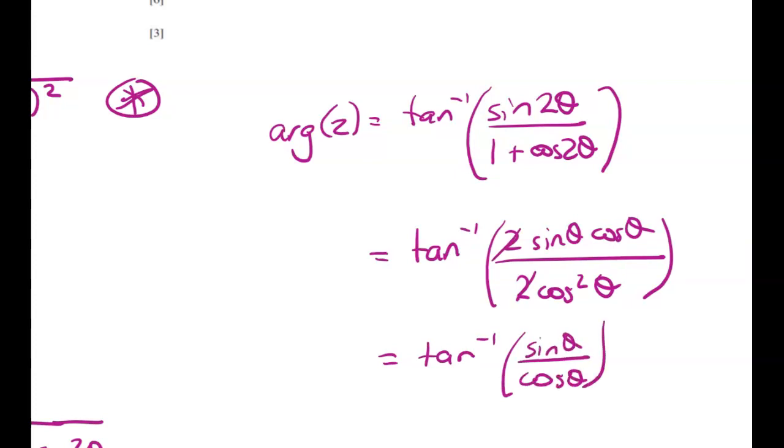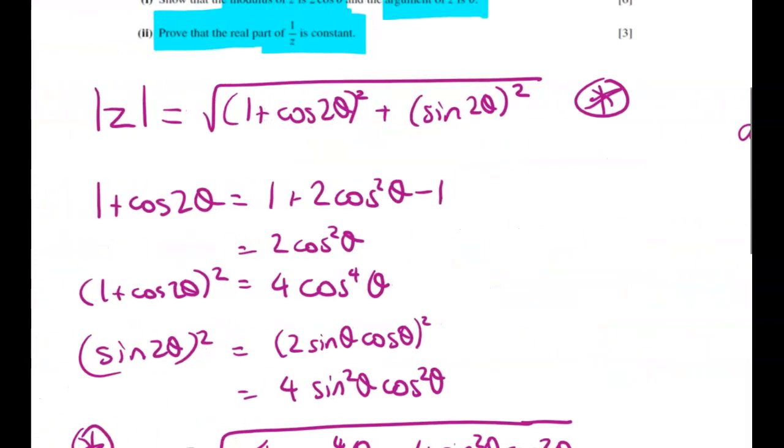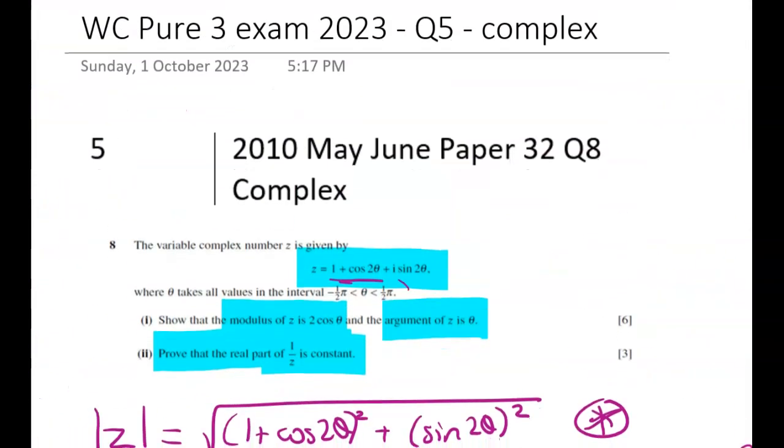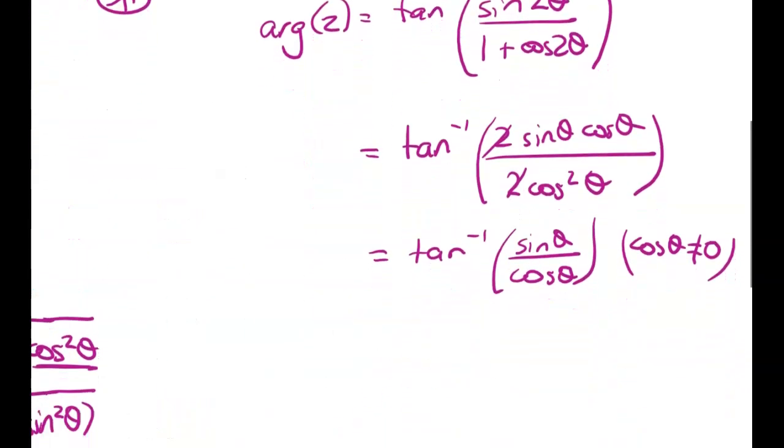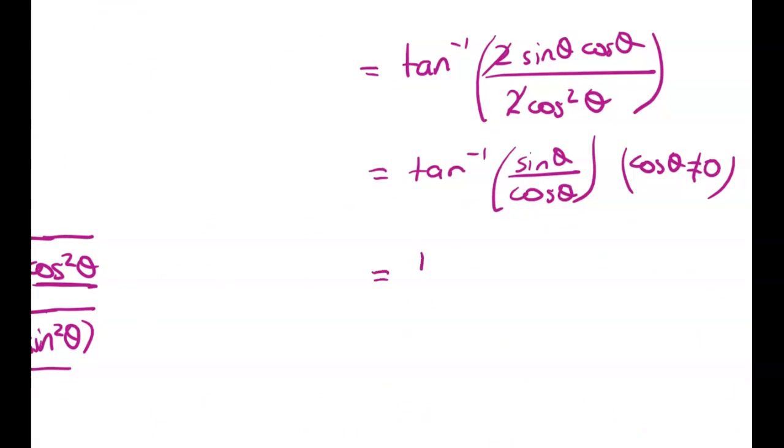Now, why is it safe to assume that cos theta is not equal to 0? Well, cos theta can't be equal to 0 because if we go all the way back up to here, we had negative pi on 2 is strictly less than theta, which is less than pi on 2. So if you draw that little bit of the cosine curve, it looks like that. So there's no issues with having 0 in the denominator here. And that gives me tan inverse of tan theta, which of course is theta as required.